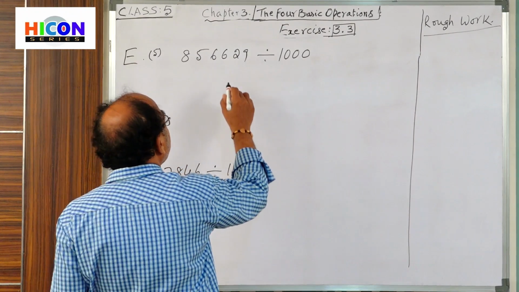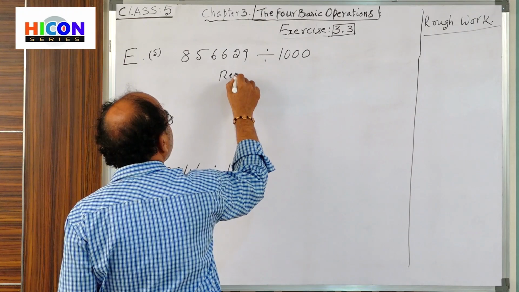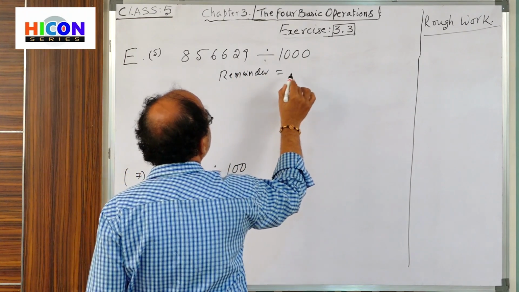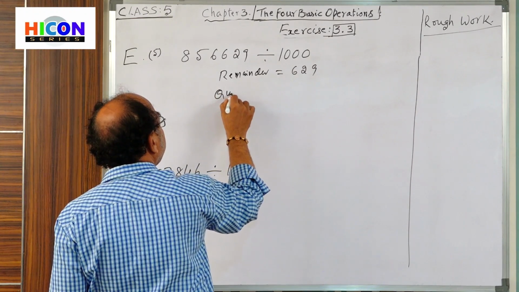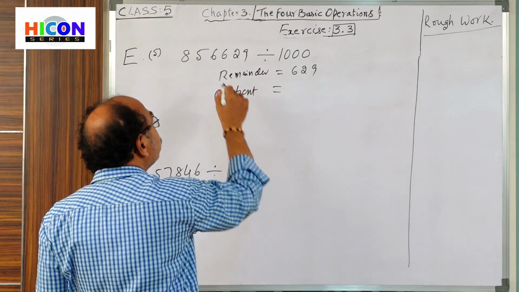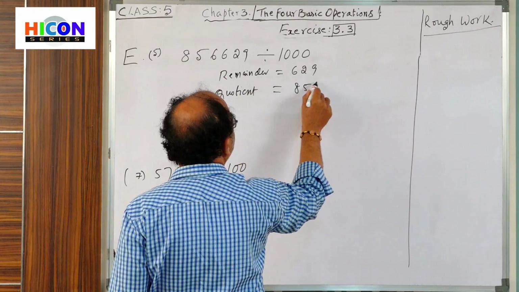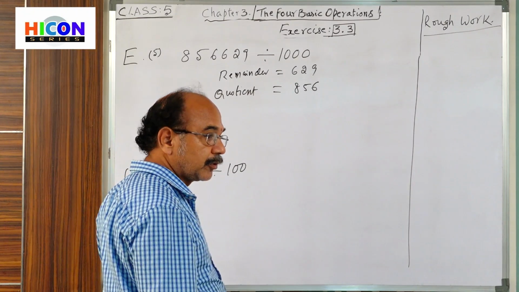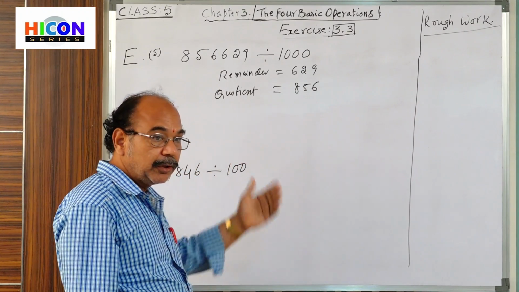So here the remainder is equal to 629. What is the quotient here? The rest of the remaining digits, that means 856. Okay, children, that means simply we follow the property.